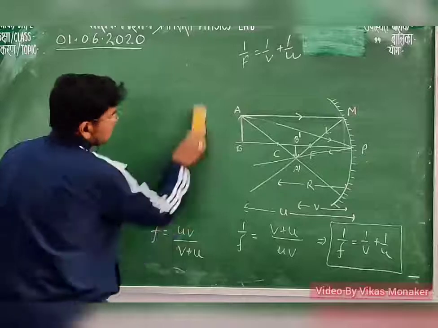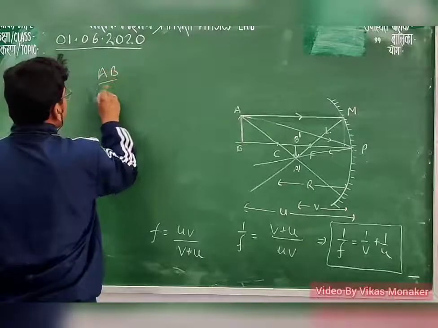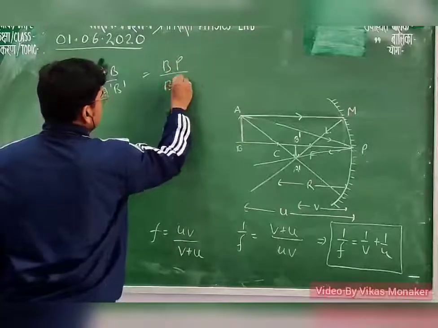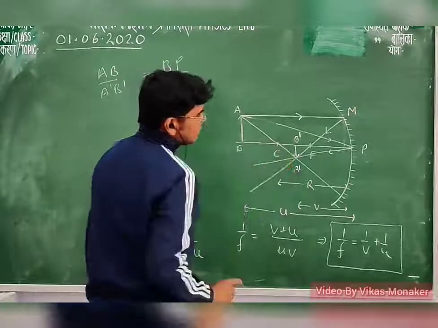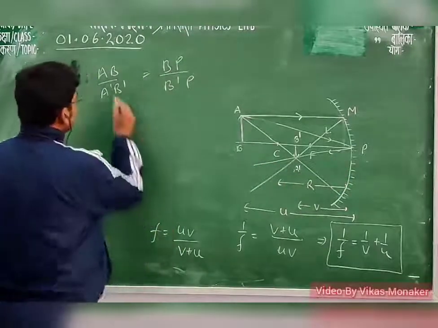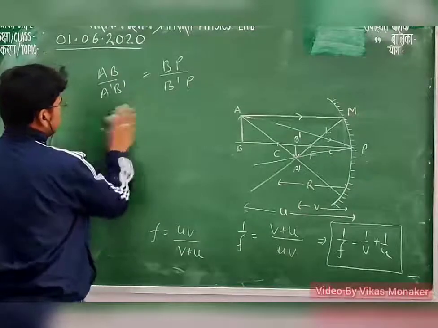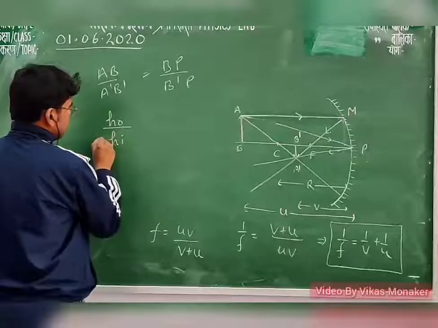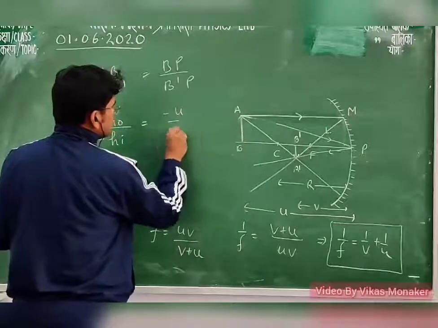Now we can derive magnification also with the equation. You see what we have got in the equation: AB upon A'B', that was BP upon B'B. AB is the height of the object, A'B' is the height of the image, BP is the object distance, and B'B is the image distance. So if we put the values, suppose in place of AB we write HO, the height of the object, and A'B' is the height of the image, HI, with a minus sign because it is inverted, and BP is minus U, and B'B is minus V, minus minus cancel.